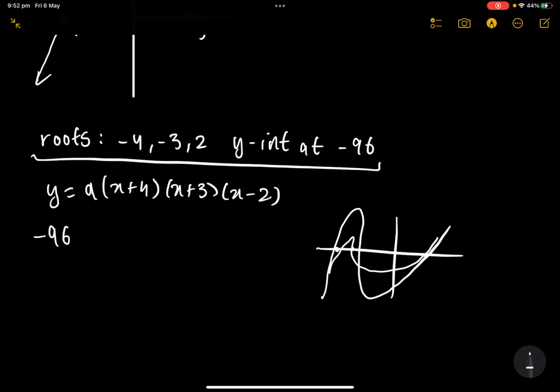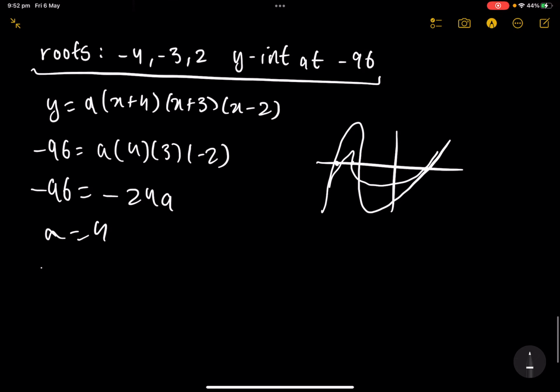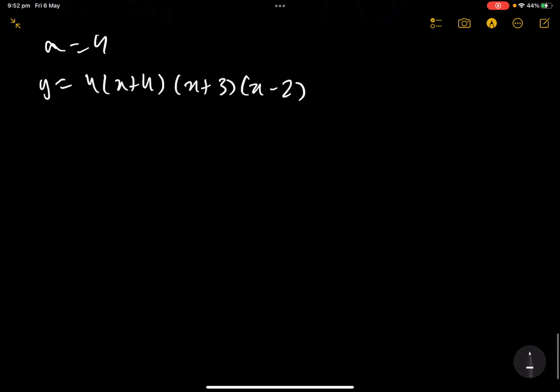We'll say -96 equals a times 4, 3, -2. -96 equals -24a. Finding the value of a, -96 over -24, which is a equals 4. Meaning y equals 4 times x plus 4, x plus 3, x minus 2. And that I think is the last question.